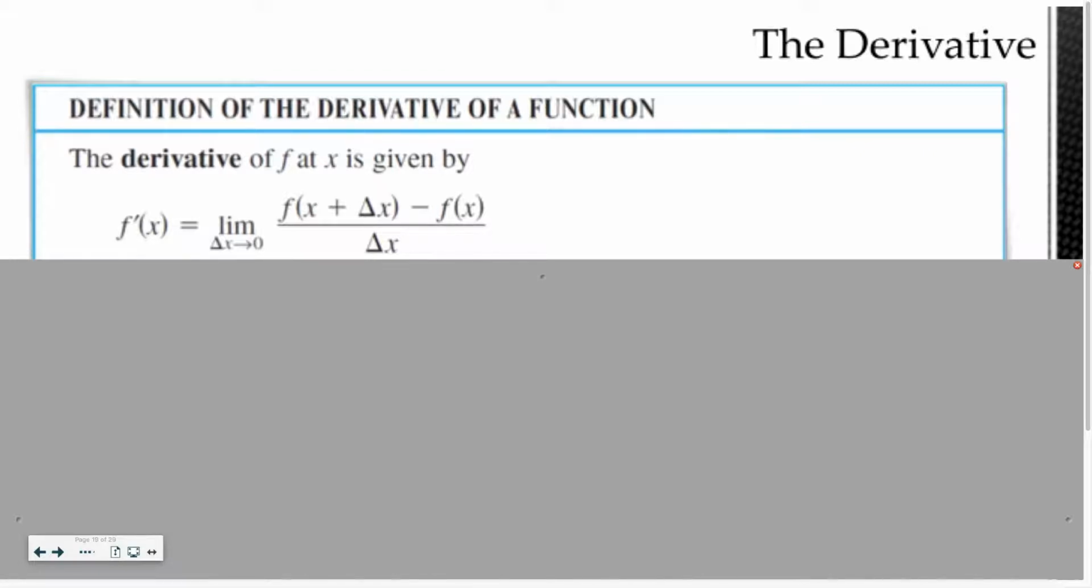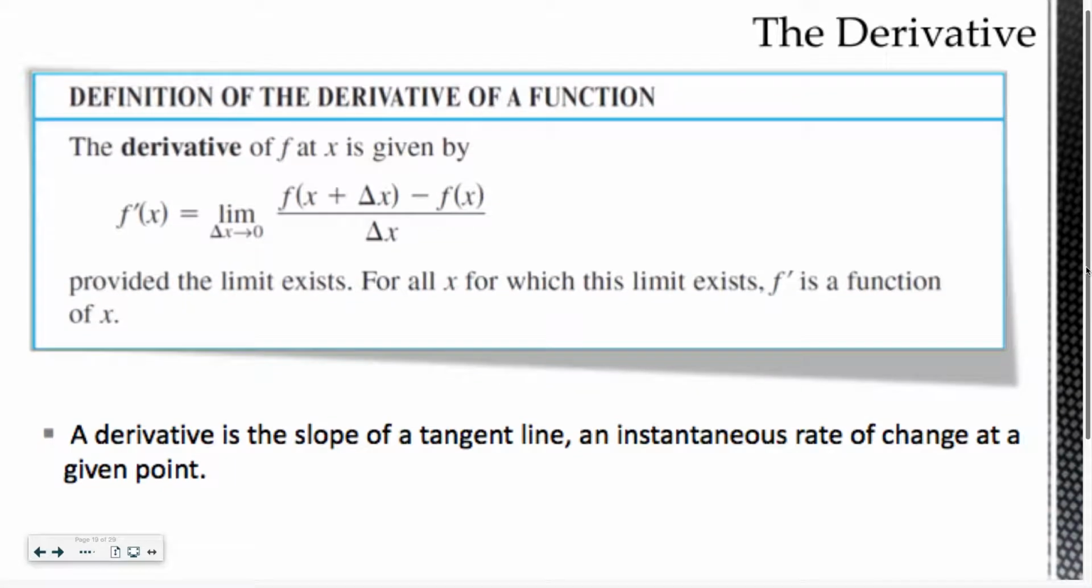Okay, and notation here. Do you see that this is F and then like a tick mark? We say that this is F prime. That is the notation for derivative. So F prime of X means the derivative. Okay? And what I would also like you to write down is that a derivative is the slope of the tangent line, which we discussed, and the instantaneous rate of change at a given point.